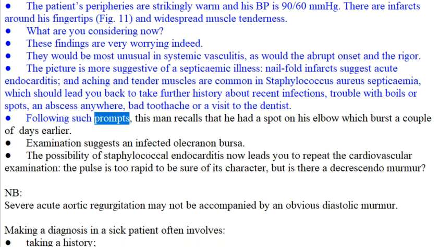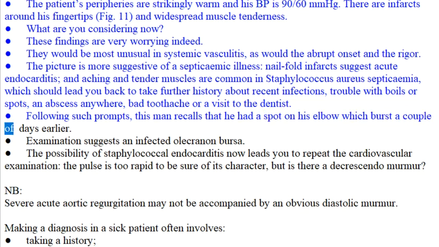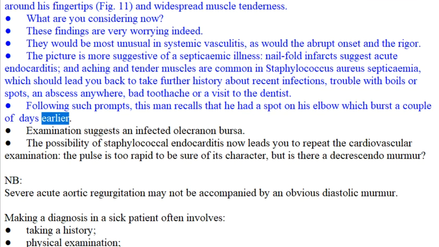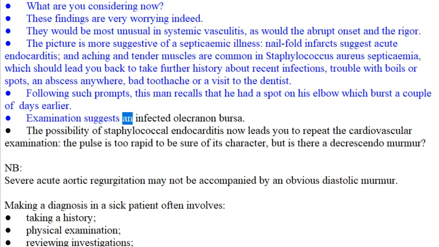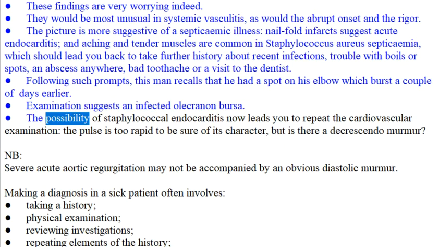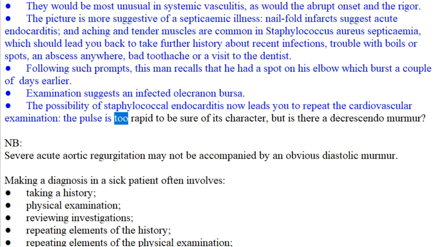Following such prompts, this man recalls that he had a spot on his elbow which burst a couple of days earlier. Examination suggests an infected olecranon bursa. The possibility of staphylococcal endocarditis now leads you to repeat the cardiovascular examination. The pulse is too rapid to be sure of its character, but is there a decrescendo murmur?